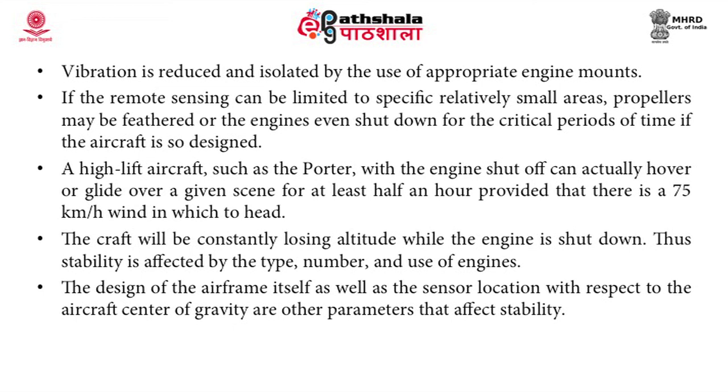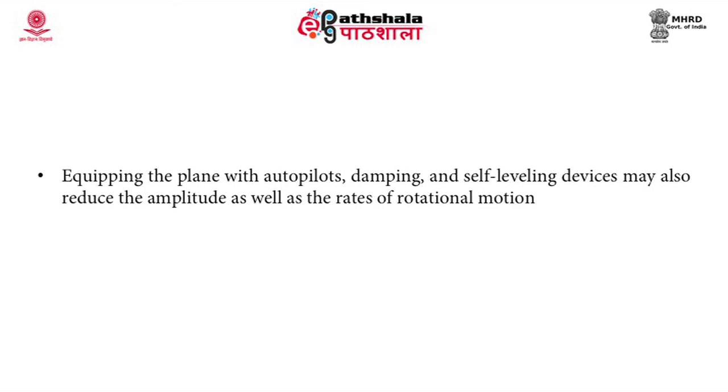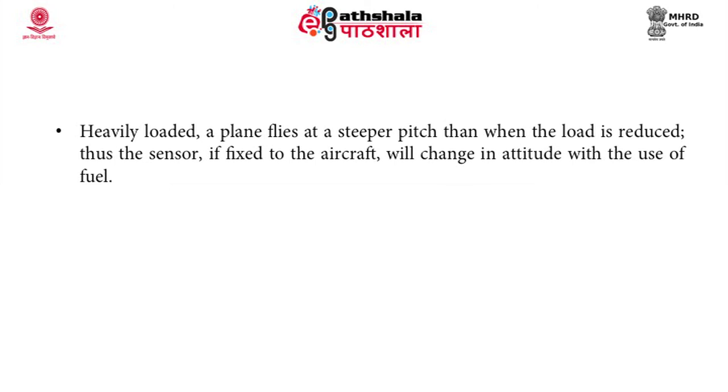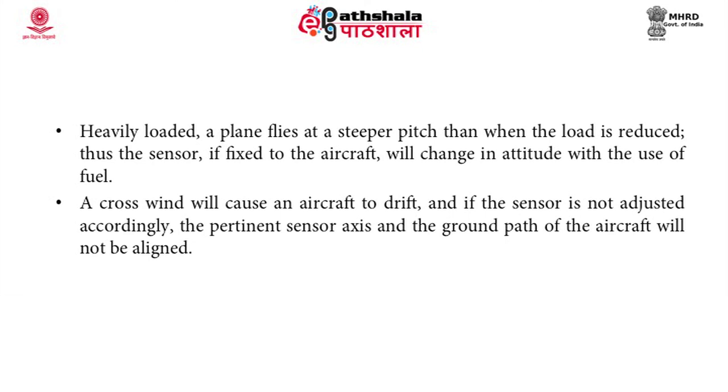Equipping the plane with autopilots, damping and self-leveling devices may also reduce the amplitude as well as the rates of rotational motion. Heavily loaded, a plane flies at a steeper pitch than when the load is reduced. Thus, the sensor, if fixed to the aircraft, will change in attitude with the use of fuel. A crosswind will cause an aircraft to drift, and if the sensor is not adjusted accordingly, the sensor axis and the ground path of the aircraft will not be aligned.